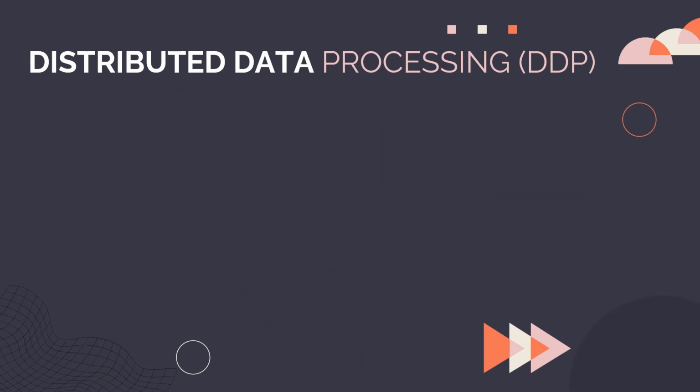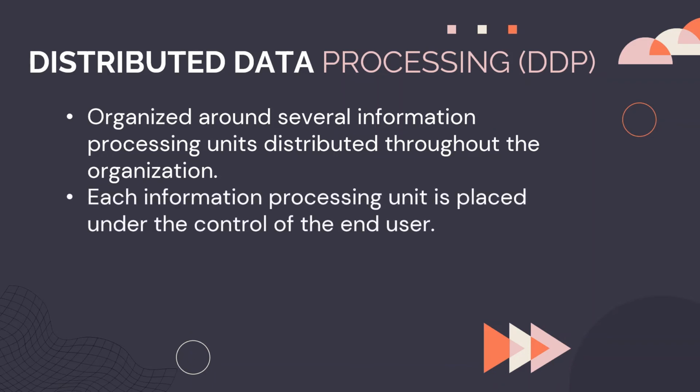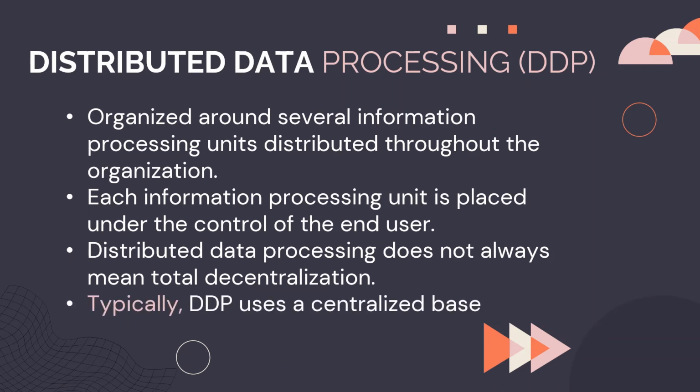Distributed data processing, or DDP, is an alternative to a centralized approach. It is organized around several information processing units distributed throughout the organization. Each information processing unit is placed under the control of the end user. And distributed data processing does not always mean total decentralization. Even though it is distributed, the information processing units are still connected to one another and coordinated. So typically, DDP uses a centralized database. The database can be distributed similar to the distribution of the data processing capability.